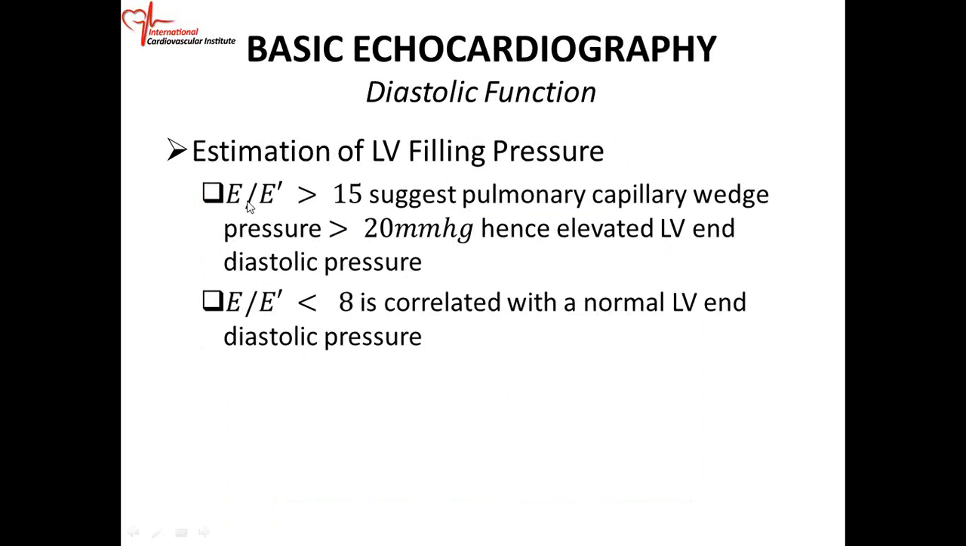All right, so another thing, E over E prime ratio above 15 suggests elevated pulmonary capillary wedge pressure. So this is where we start having updates, because this is only true for the medial annulus. Remember, we do the medial annulus and the lateral annulus. So we do measurements at both.